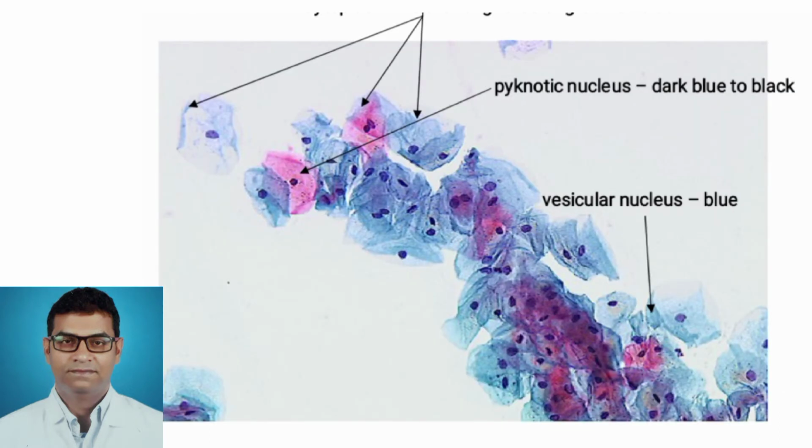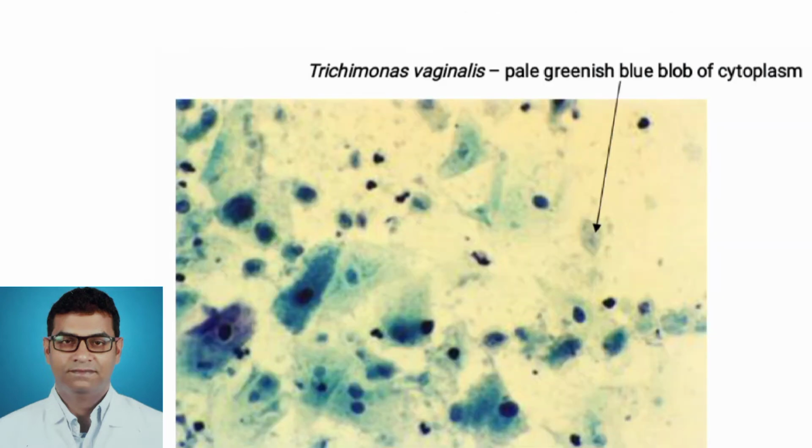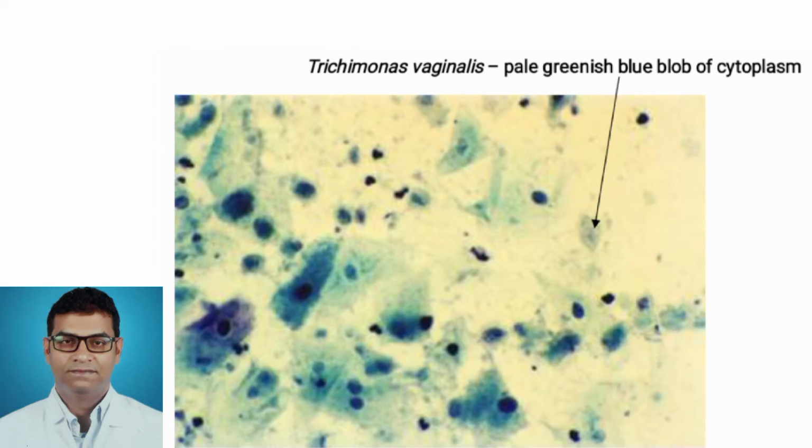Various epithelial cells with cytoplasm either bright red or greenish blue in color, and the pycnotic nucleus stained dark blue to black, and the vesicular nucleus blue. This is a picture showing Trichomonas vaginalis with Pap stain. It is a pale greenish blue bleb of cytoplasm.